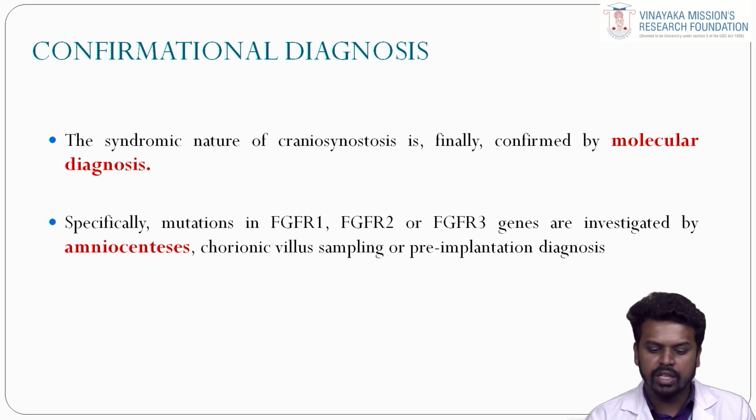Molecular diagnosis is nothing but the diagnostic investigation made from the genetic basis. Specifically, mutations in FGFR1, 2 or 3 genes are investigated by amniocentesis, that is, it is done in the intrauterine life of the fetus. Chorionic villus sampling or pre-implantation diagnosis are the confirmational diagnosis as the technologies have come in the future ages.